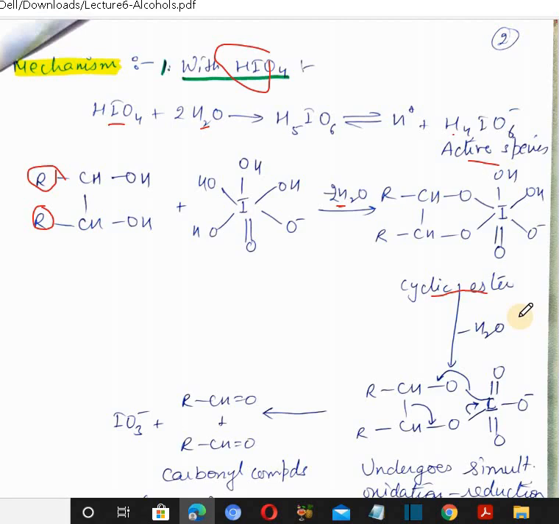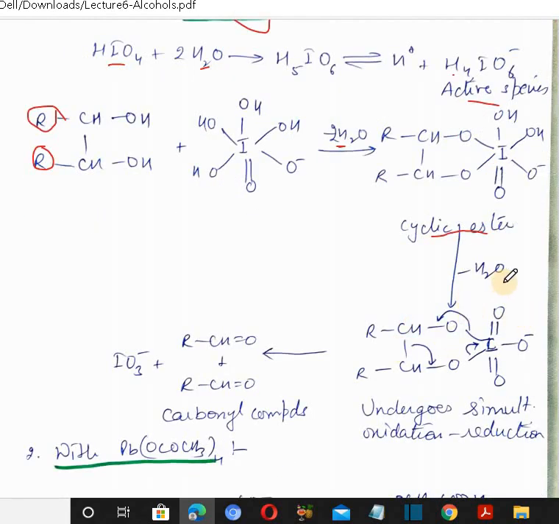Then further water is removed, and we get double bond O. Double bond O is already present, O negative is already present, and here the movement of electrons takes place. That is, these electrons move through this, that is double bond O is formed. These electrons move through this, that is this bond breaks, and these electrons move to iodine. So we get RCH double bond O, RCH double bond O.